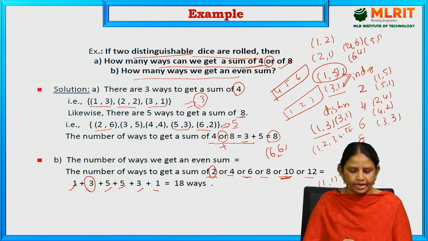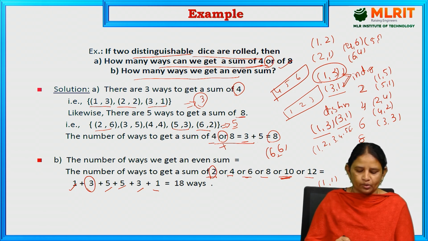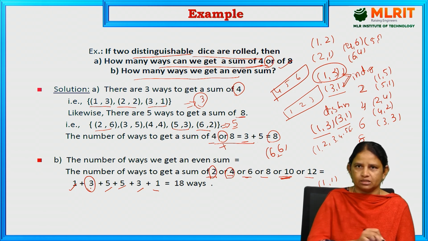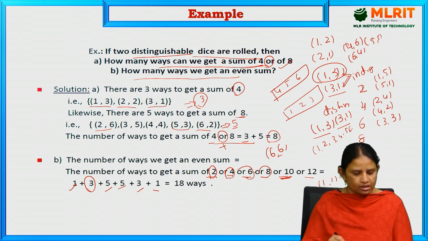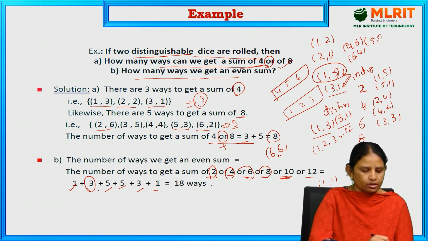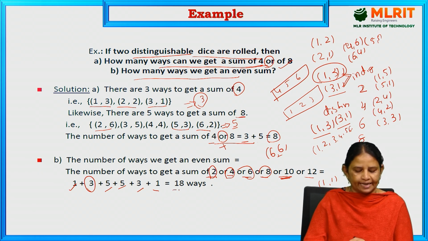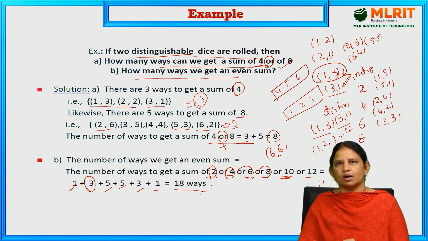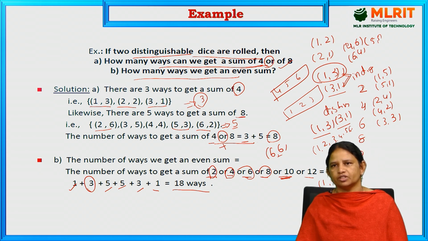Then, according to the sum rule, we can add those values. To get sum 2, there is 1 way. To get sum 4, there are 3 ways. To get sum 6, there are 5 ways. To get 8, 5 possibilities, 10, 3 possibilities, 12, 1 possibility. So adding all these values, we get 18 ways to get an even sum in the case of 2 distinguishable dice.